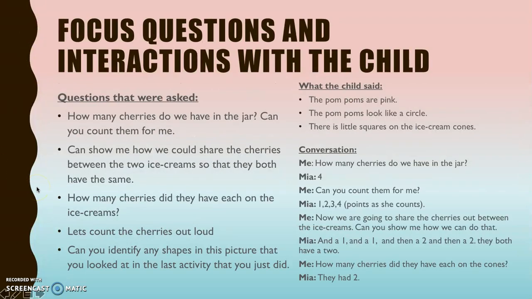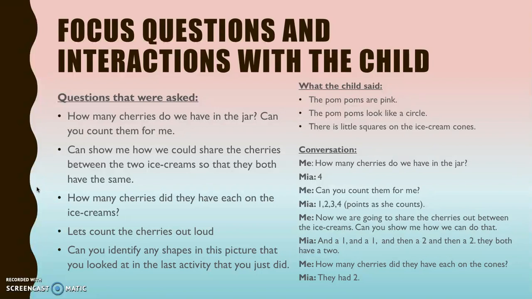So focus questions and interactions with the child again. It's just the exact same thing as the last time. The questions that were asked, what the child said, and then the conversation that I thought was important. The conversation I think is really important for this one because it demonstrates how she had done it. So I'm going to go through that one first.